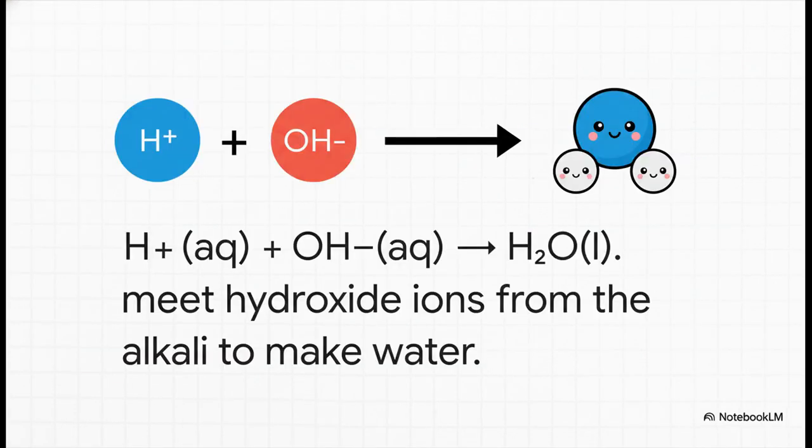So, let's zoom in a bit. What's actually going on with the individual particles during neutralization? It's actually beautifully simple. The hydrogen ions from the acid, the H+, meet the hydroxide ions from the alkali, the OH-, and they react to form H2O, water. This little ionic equation right here, well, that's the heart of every single acid-alkali neutralization.